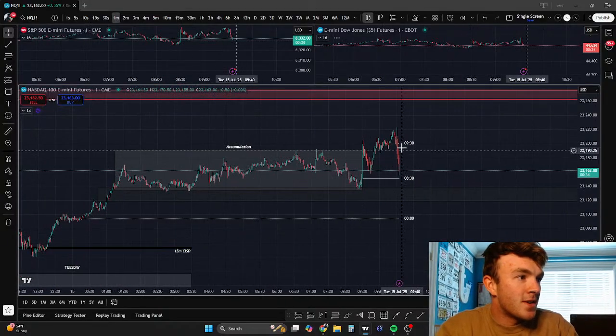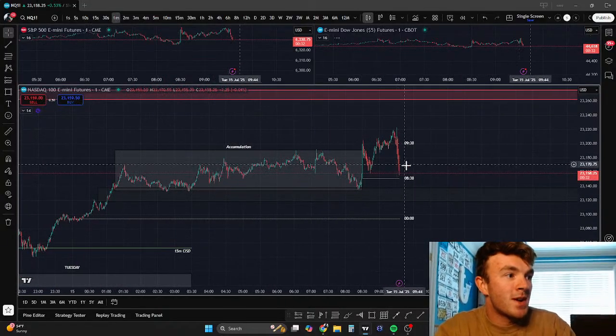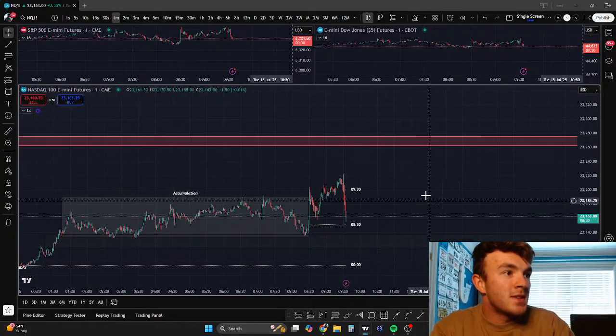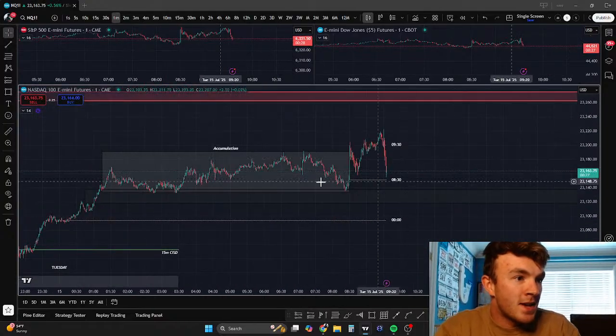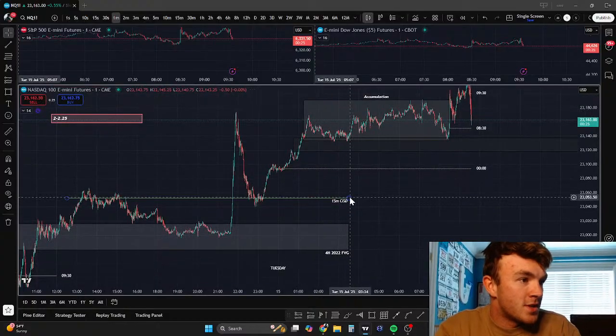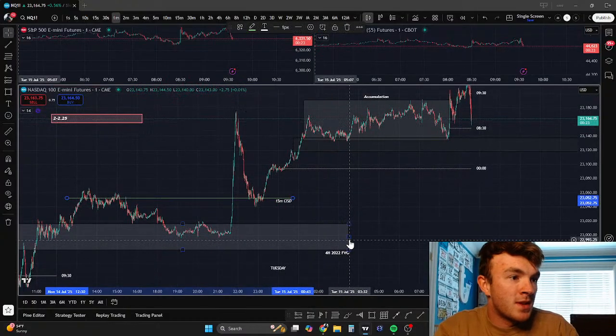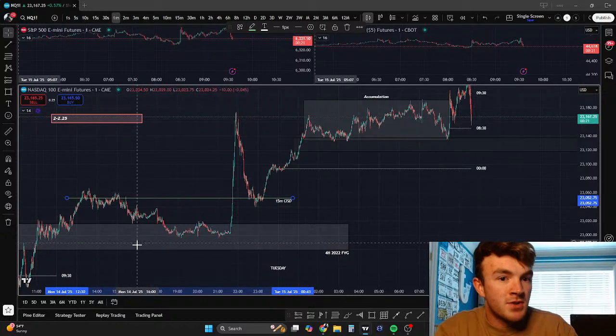So we are getting another possible Judas swing, right? I do think that we're going to keep expanding higher today. I'm not looking for retracement at all, really, because this was a 4-hour 2022 break of structure.